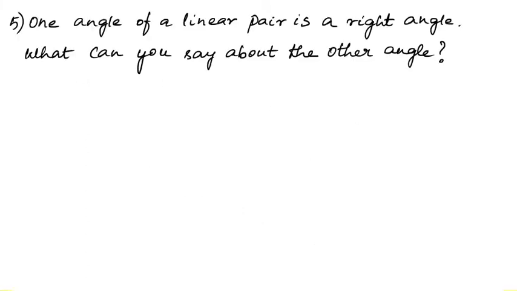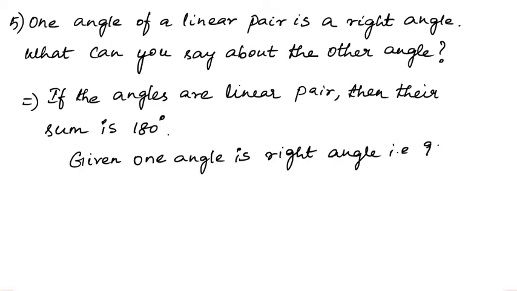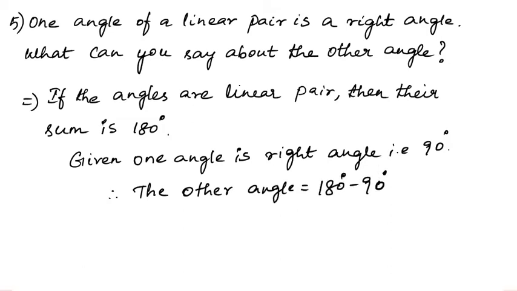Fifth question, one angle of a linear pair is a right angle. What can you say about the other angle? So they have given the angles are linear pair, which means their sum is 180 degree. And they have given that one angle is right angle, which means one of the angle is 90 degree. So therefore the other angle is equal to 180 degree minus 90 degree. So when you subtract, you will get 90 degree. So therefore the other angle is also a right angle.